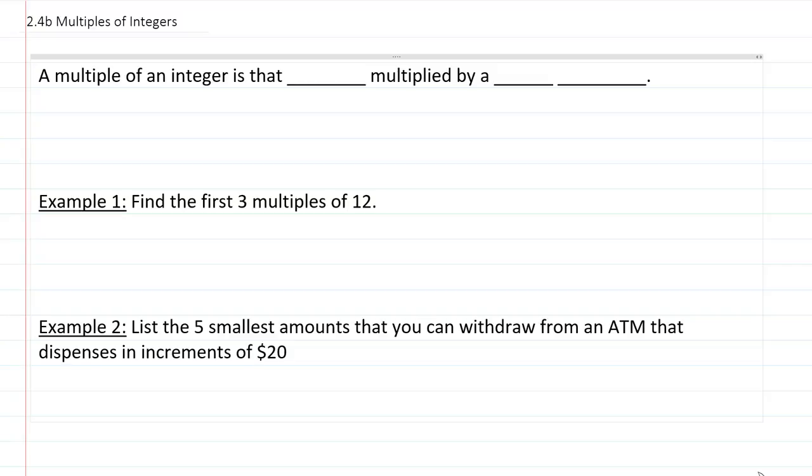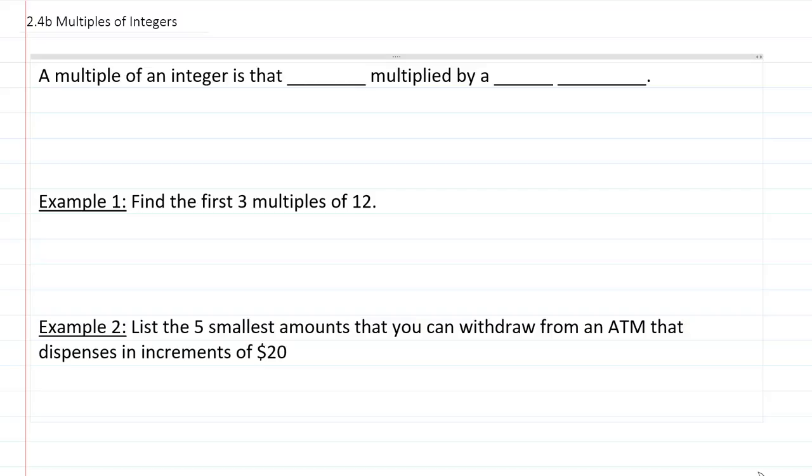2.4b, multiples of integers. In the next couple of lectures, we will review material that will allow us to add fractions with different denominators. Last lecture we saw that to add fractions with the same denominator, we only need to add the numerators but keep the denominator the same. In these next couple of lectures, we hope to answer the question: what happens if the denominators are not the same? What if we're working with different sized pieces?